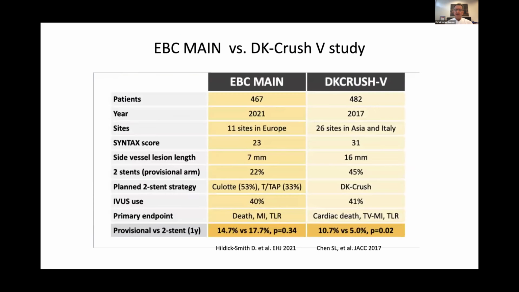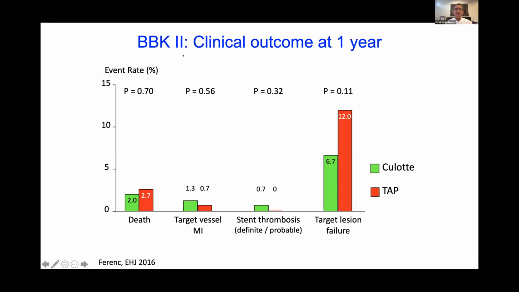And you see, it was a 5%, 5% in double stenting. So from our study, BBK II trial, we had also included 50 left mains. So if you go to the culotte approach, we had 6.7% target lesion failure at 1 year.